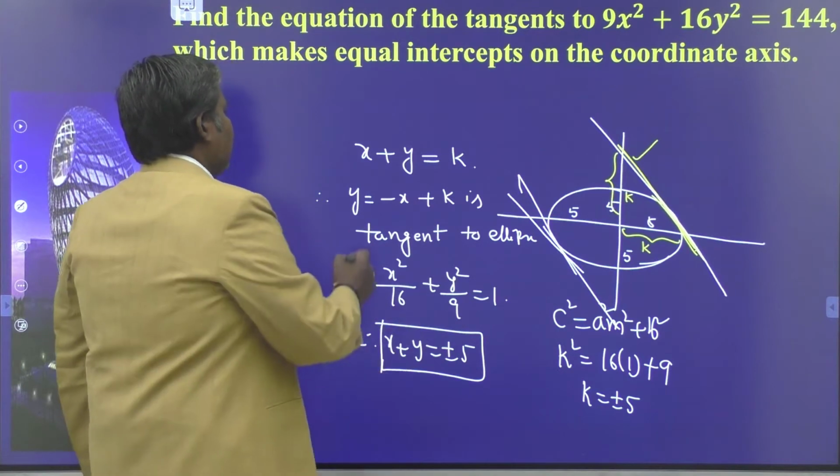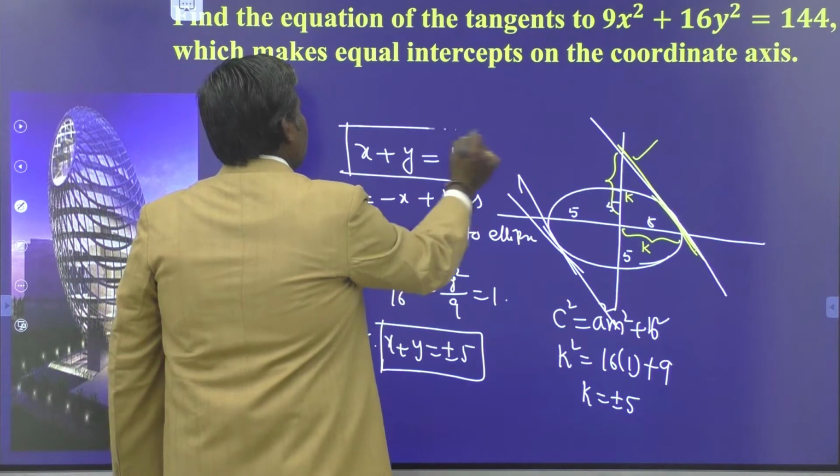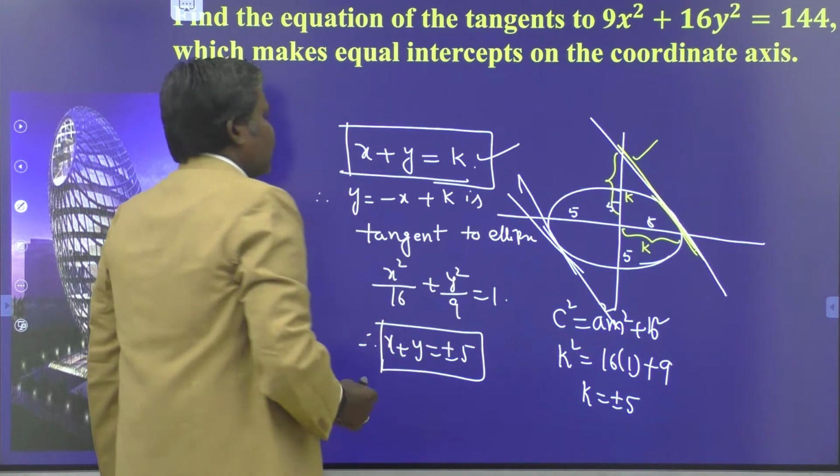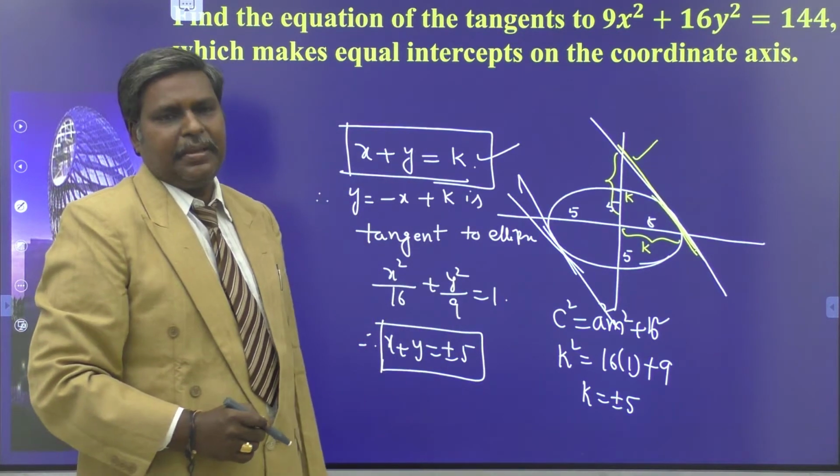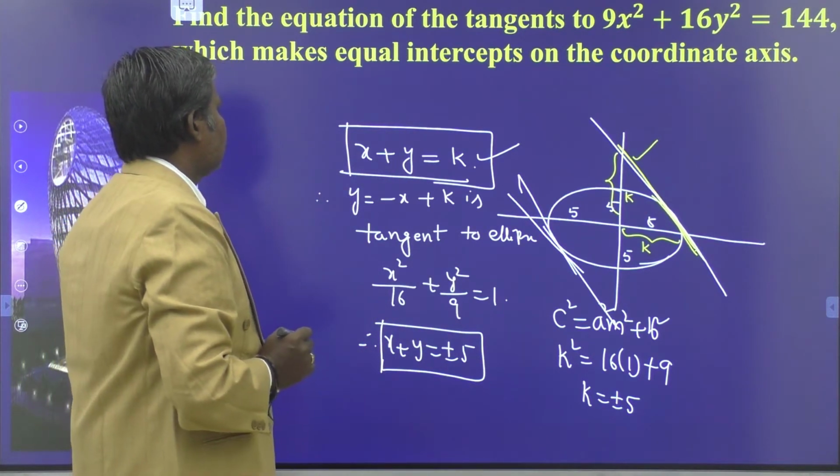So any line that makes equal intercepts with the coordinate axis may be taken in the form x plus y is equal to k. Okay.